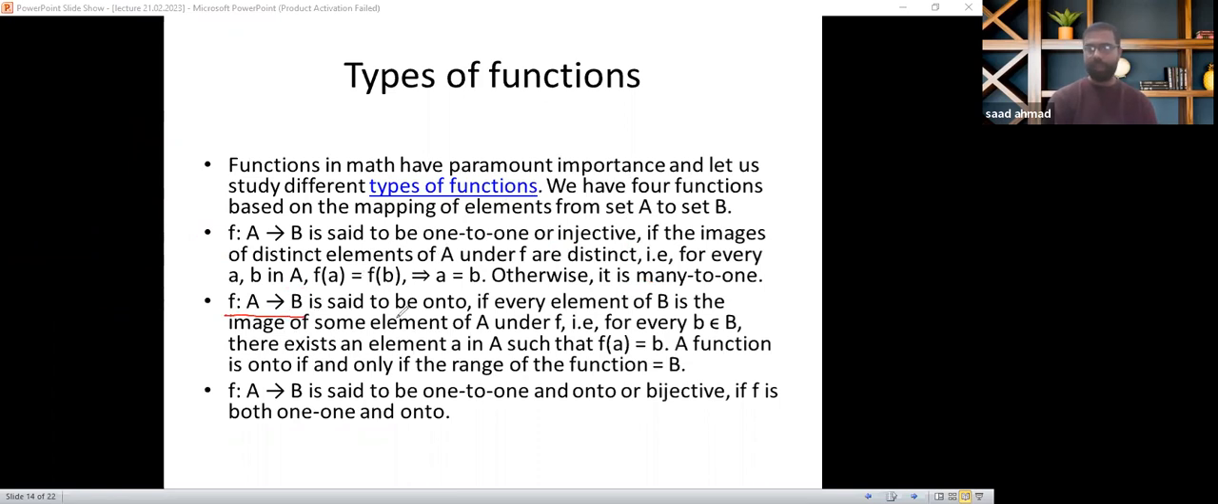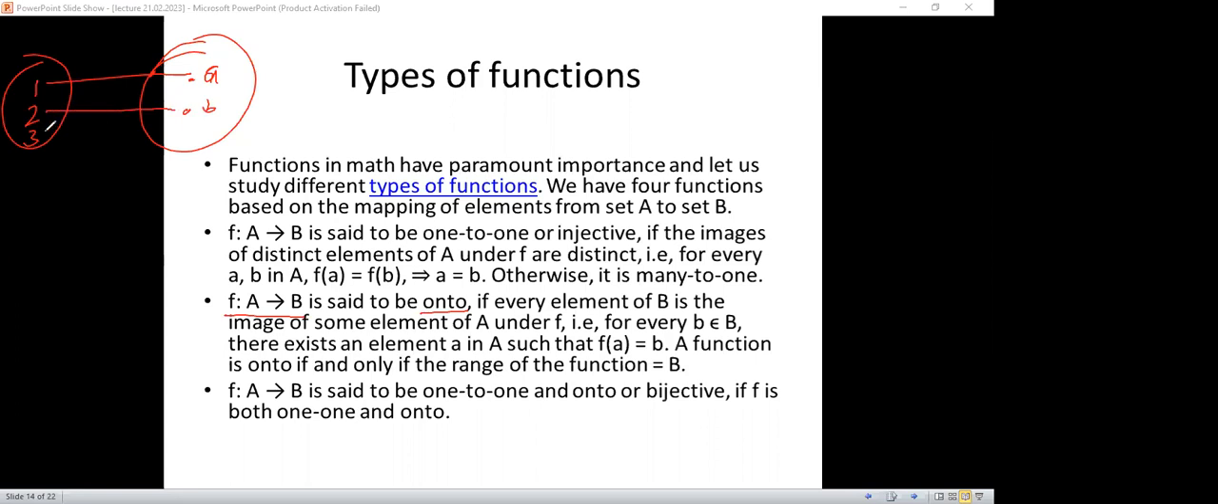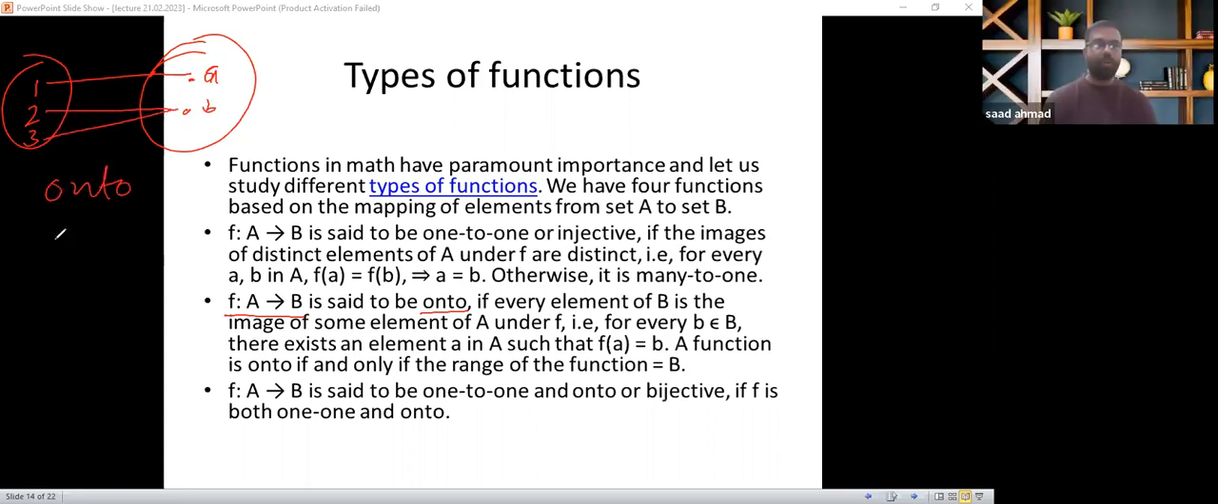The next thing is, a function f from A to B is said to be onto. Onto means it covers the whole range, every element of the range. There is no free element in the range. Let's say we have 1, 2, 3 and this is A, B. Yes, it's a function, and it is an onto function. Onto means this covers this whole range. If the whole of the range is covered and there's no free element left, then it's onto. Or you can say that for every element in B, in the range, there is some element in A that goes to that element in B.